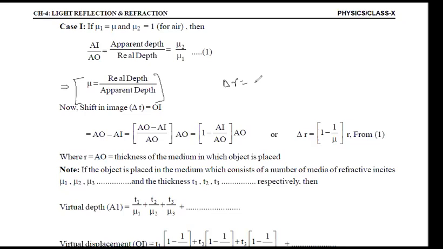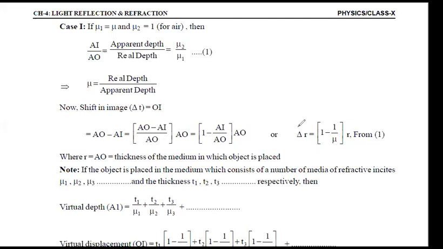Change in height will be real depth, suppose R, minus apparent depth. Now, if we talk about apparent depth, can I say that it is real depth by mu? So I can say that it is real depth minus real depth by mu, so it will be 1 minus 1 by mu. Make sense? Yes, very good.